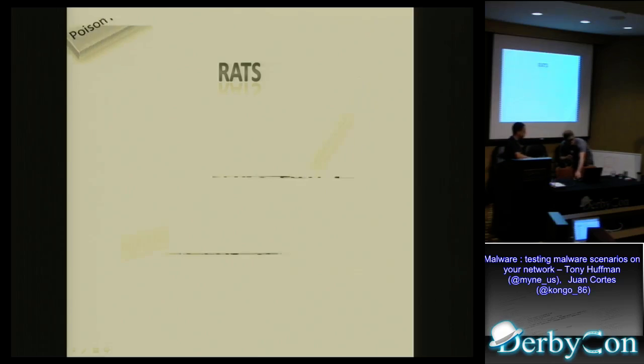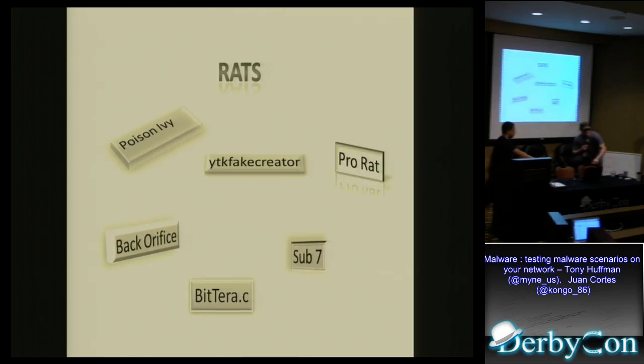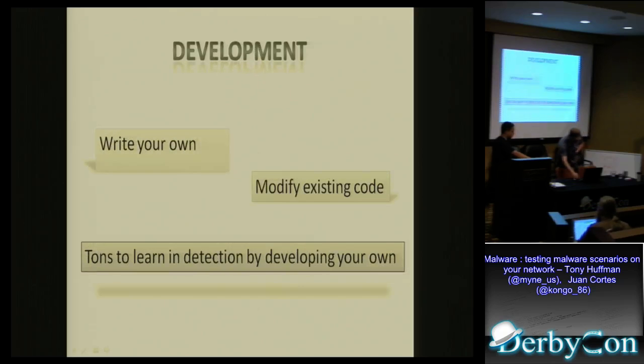So I did it all in black and white, so there's your animation. So, use some RATs. A lot of malware uses these. No reason you can't use them. Just know how to control them, know what they do. Poison Ivy is a very popular one. YTK Fake Creator is actually one that I don't really see anybody ever using, and it's highly effective. It creates fake YouTube sites that you can use to basically phish people for infections. Plenty of other options here to be able to use RATs and perform your tests.